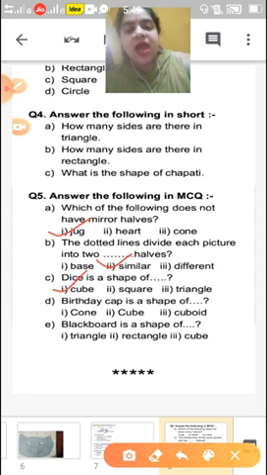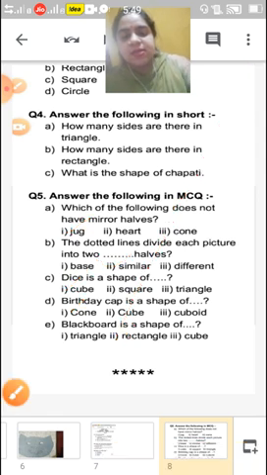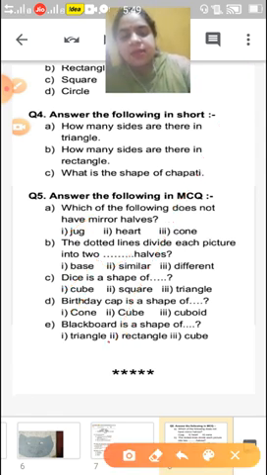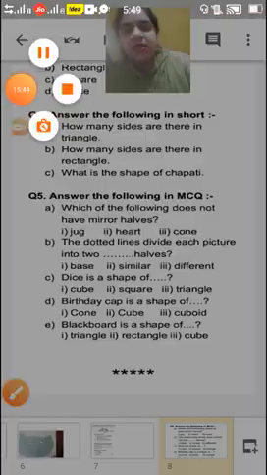Now a birthday cap is a shape of. How does a birthday cap look like? It is a shape of a cone. Now a blackboard is a shape of. How does a blackboard look? It looks like a rectangle. So children, this you will complete like this. Okay. Now let's have a look.